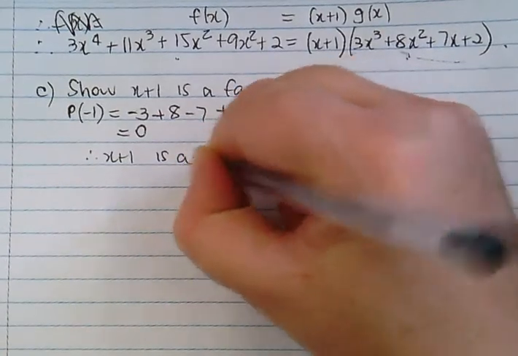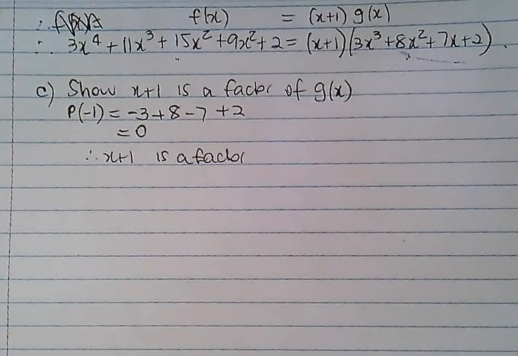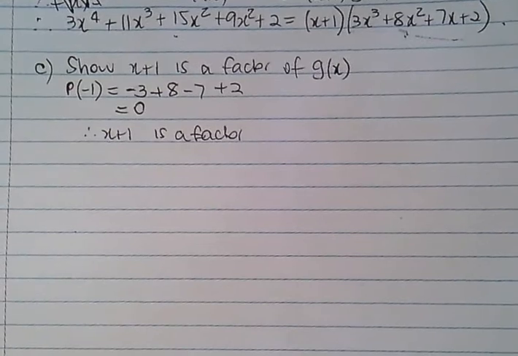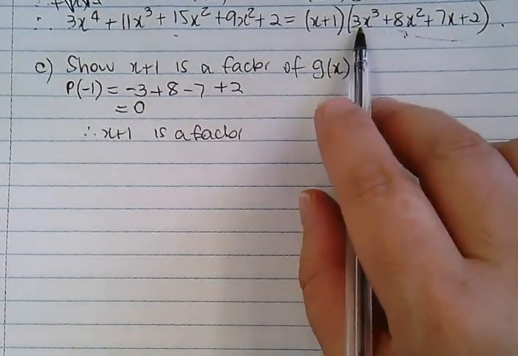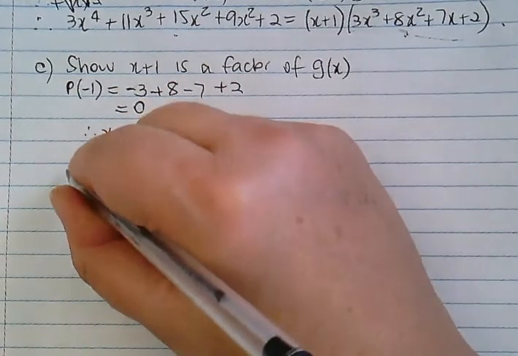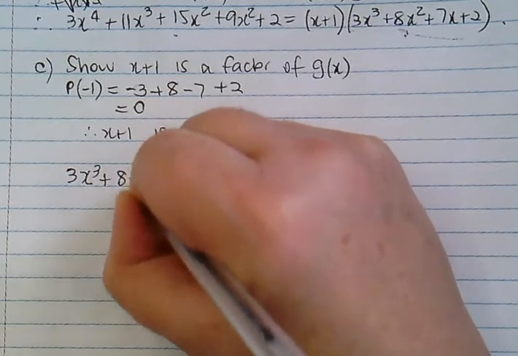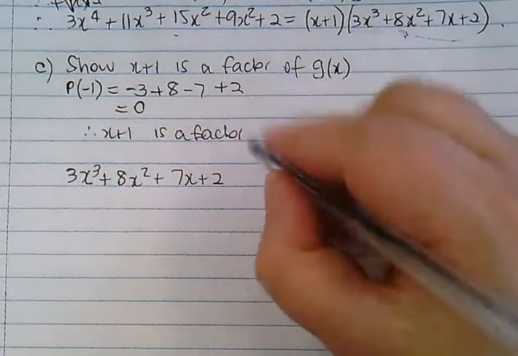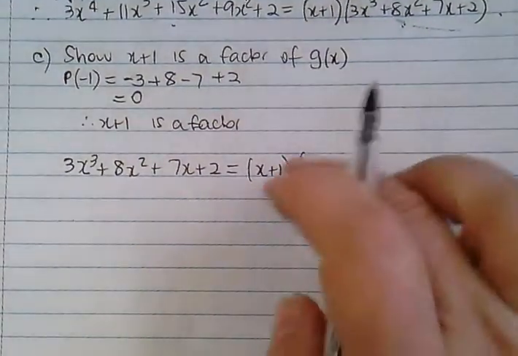And now they want us to factorize. Now you can do long division again, or we can do our little method. What do you want to do? I did your method. Was it quicker? Yeah. So you can do long division, but let's practice my method. So 3x cubed plus 8x squared plus 7x plus 2. See, what we're doing is trying to factorize this. We know that x plus 1 is a factor. So what do I write here for the rest of it?